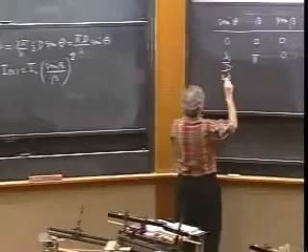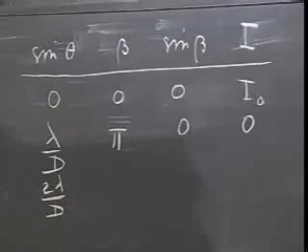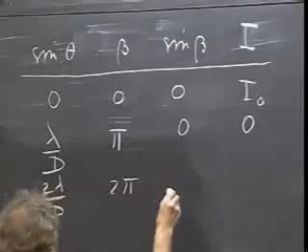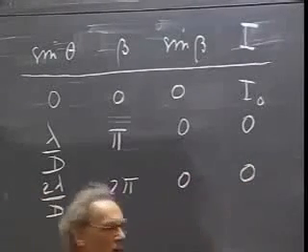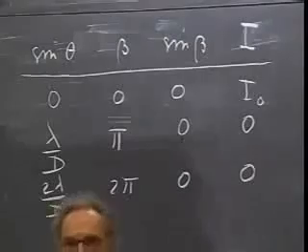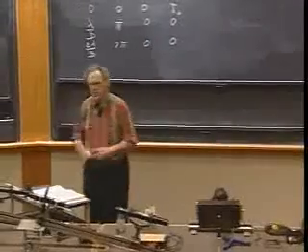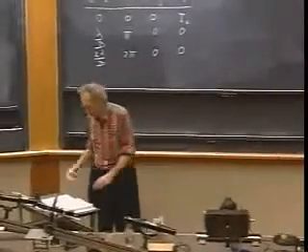And now I have 2 lambda divided by d. So that gives me a beta now of 2 pi. That gives me again a 0 here, and there's another 0. So there are more locations in space where there is complete darkness, not just one. In fact, there's an infinite number of them. You can go on like this.